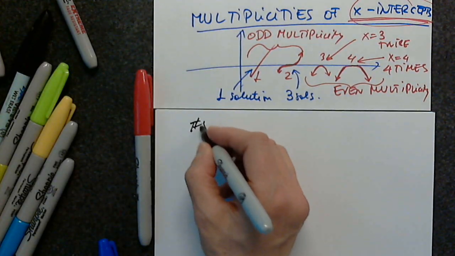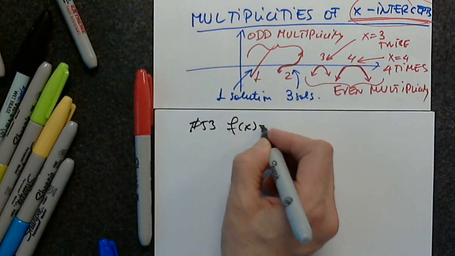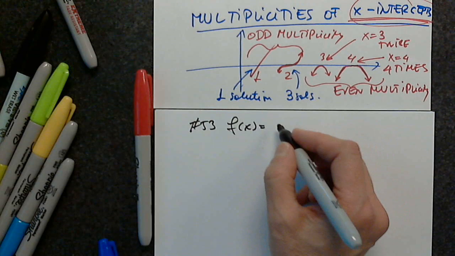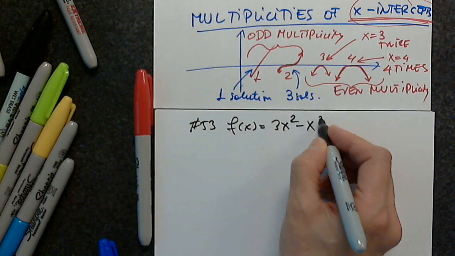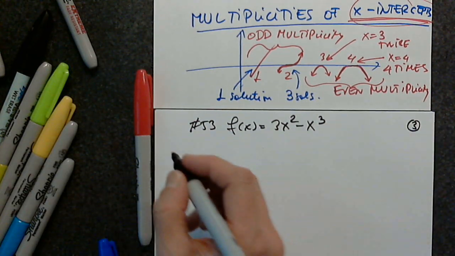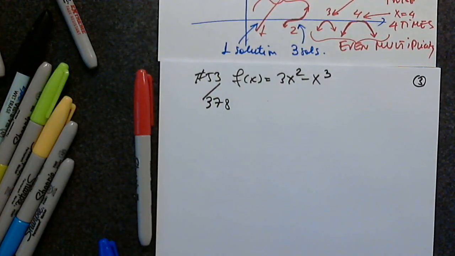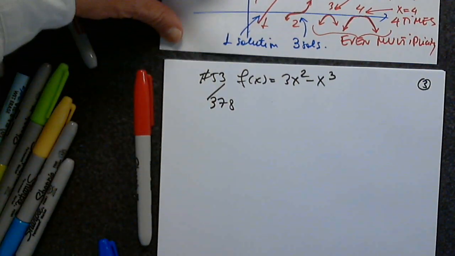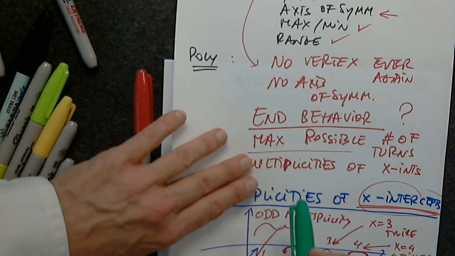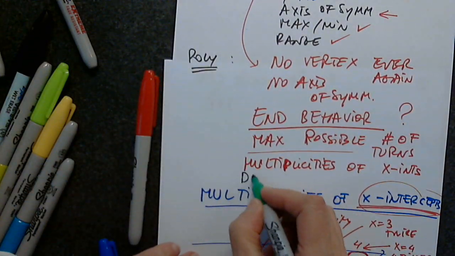53 caught my eye. F of x equals 3x squared minus x cubed, and this is 53 on page 378. Okay. One other thing I wanted to add to our list, because I don't want to forget, it makes a big difference, which we didn't do in quadratic because it was very clear. I want to add to the list degree.